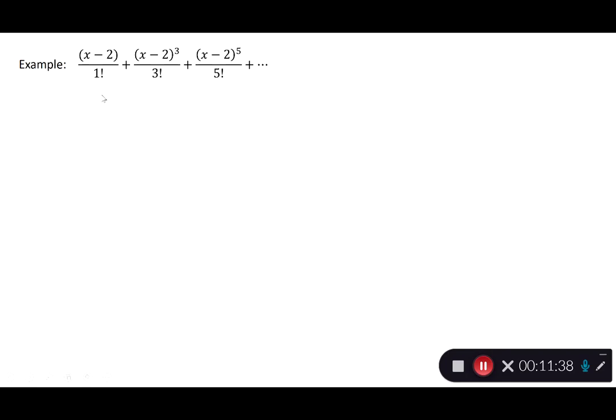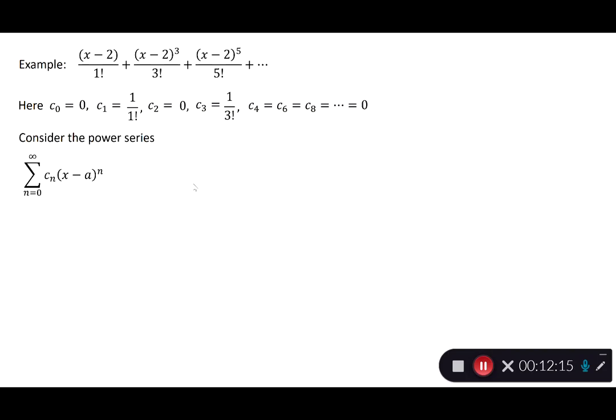Again, there is no (x minus 2) quantity squared here. That means C sub 2 is 0. However, C sub 3, I'm sure you see that it's 1 over 3 factorial, and so on. So here C sub 0 is 0, C sub 1 is 1 over 1 factorial, C sub 2 on the other hand is 0, C sub 3 is 1 over 3 factorial, and 4, 6, 8, all the even ones are 0.